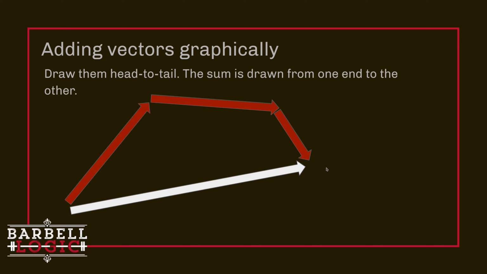So here's how you would do it graphically. In fact, I did this graphically on my design program. I just drew a bunch of arrows and I dragged them with the head to the tail, and then I drew the white arrow from the end to the tip. And this white arrow is the sum of these vectors.